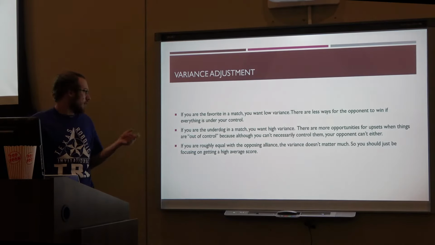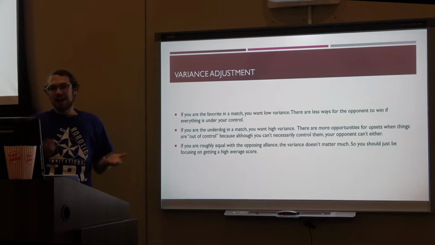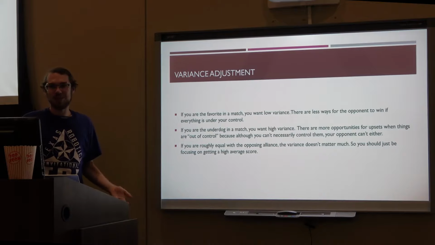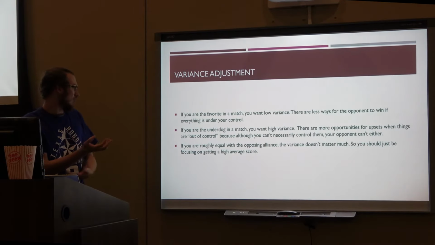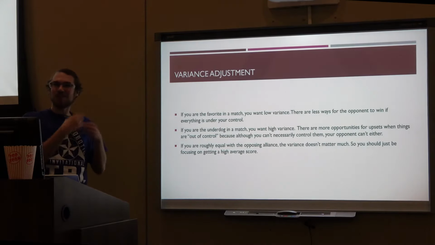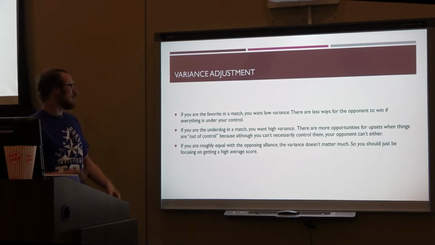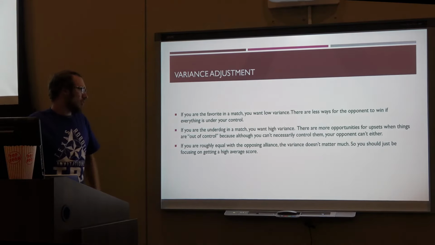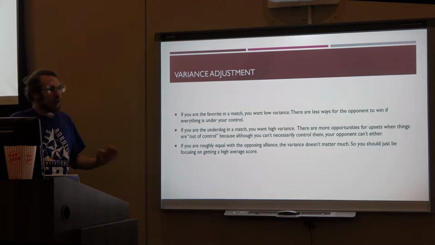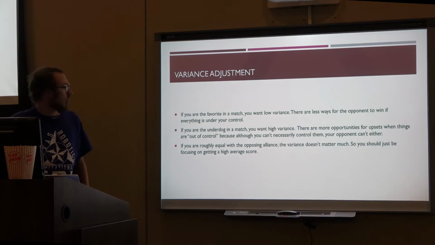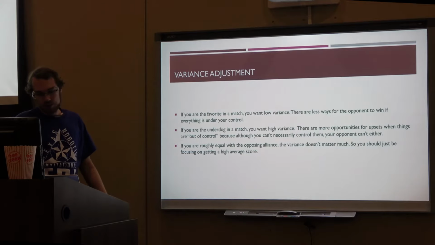On the flip side, if you are the underdog in a match, you want high variance. You want crazy things to happen because there are more opportunities for upsets when things are a little bit out of control. They might not be in your control, but that also means they're not in the opponent's control also. And if you're roughly on equal footing with the opposing alliance, the variance doesn't matter as much. You should really just be focusing on trying to get as high of a score as you can for yourself, or the highest winning margin, actually.